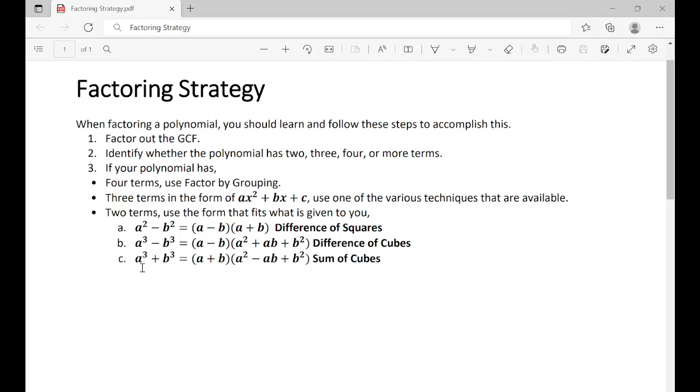And if it's in the form a cubed plus b cubed, you're going to want to use the sum of cubes. So if you've forgotten what each binomial factors down to, here it is in front of their title. Just remember, there is no sum of squares. So when factoring, these are the steps you need to follow. Factor the GCF out, identify how many terms there are, and once you figure out how many terms there are, use the appropriate technique to be able to factor it.